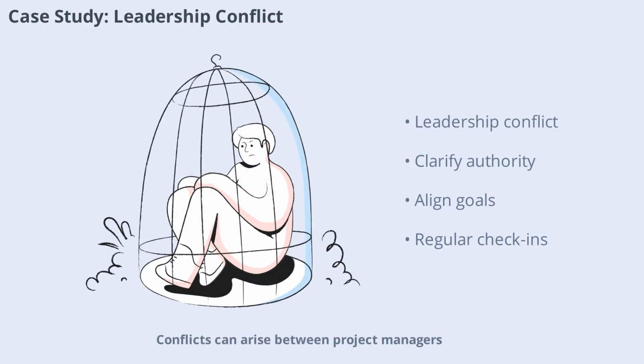Conflicts can arise between project managers and team leads over decision-making authority. The source is leadership, and the stage is manifest conflict. You clarify decision rights, align on project goals, and establish regular check-ins. This approach ensures everyone is on the same page and reduces power struggles.